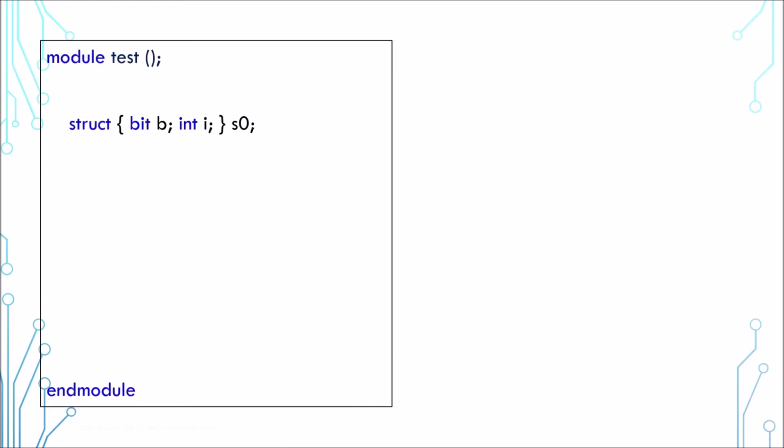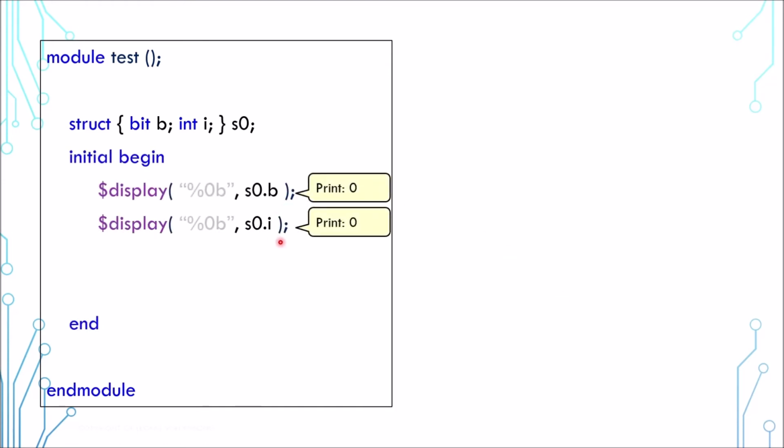Now let's take a look at the ecosystem around structure. You've already known about dot operator for accessing members of a struct. You can display an individual member value in a conventional manner like this. However, there is a formatter specifically for struct, %p. It will print the struct member name and its value, for example, b equals 0 and i equals 0 here. Although I suppose every simulator would have different printing convention.